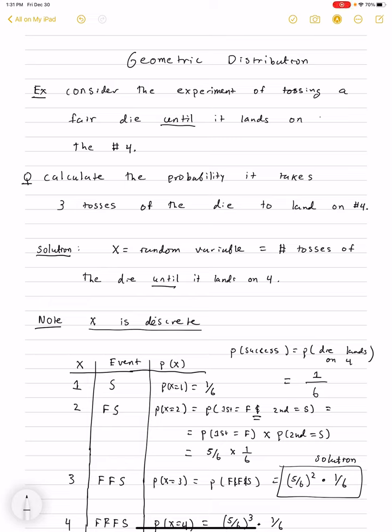Today I want to talk to you in more detail about this example on the geometric distribution. We previously considered the experiment of tossing a fair die until it lands on number 4, and we had previously calculated the probability it takes 3 tosses of the die to land on 4. We discovered that this led to a geometric distribution.